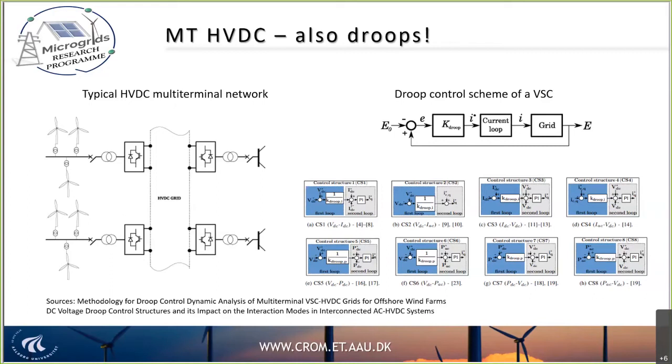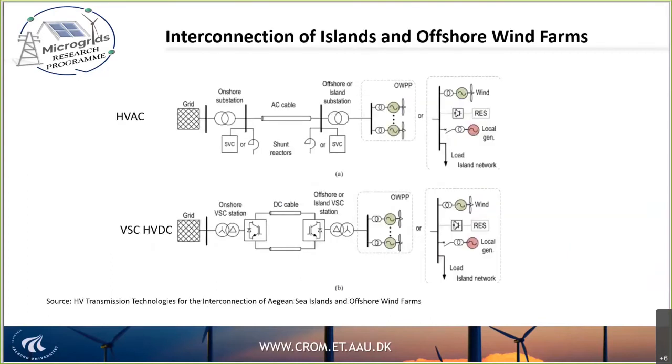I will not say that we have something already done, but right now it is in the research phase. You can also see some examples. This is from an idea in Greece in which they want to connect a number of islands in the Aegean Sea. One of the possibilities is, of course, using HVAC. So this is the conventional connection of offshore wind power plants. And also we have the connection to the island networks with wind and other renewables, as well as local generators.